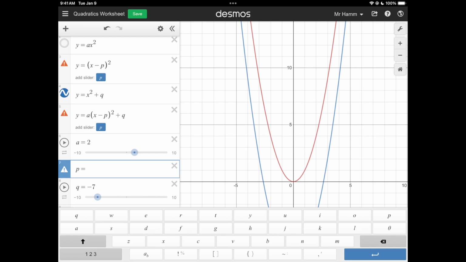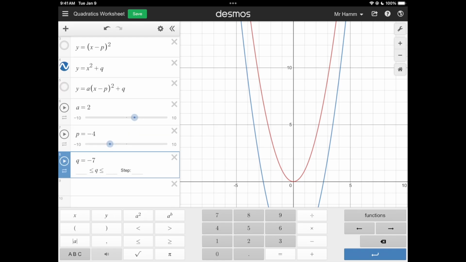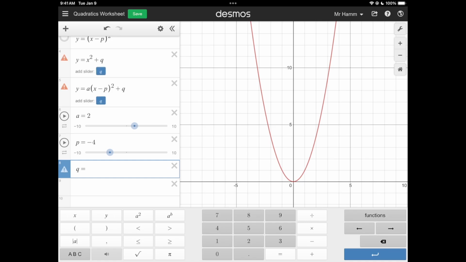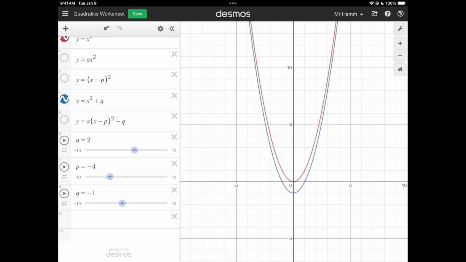And that's the tricky part about p. It's the opposite of what it looks like. Because if you're looking at the function in the equation, it's a times x minus p squared plus q. So if in the brackets you have x plus 4, that's actually x minus negative 4. And that's one of the trickiest things about vertex form until you really nail it down. So for us, I'm going to put in negative 4 for my p value. And then for my q value, I'm going to put negative 1, because that one's just exactly what it looks like. And so we get this parabola here.